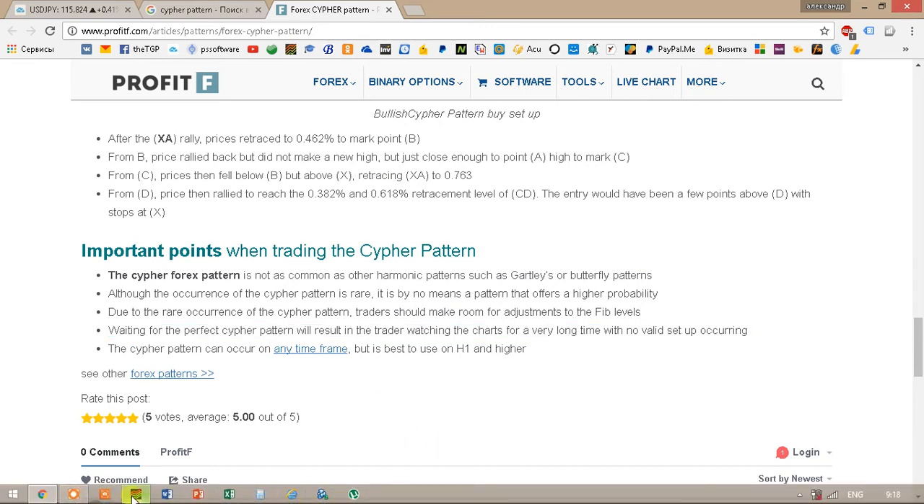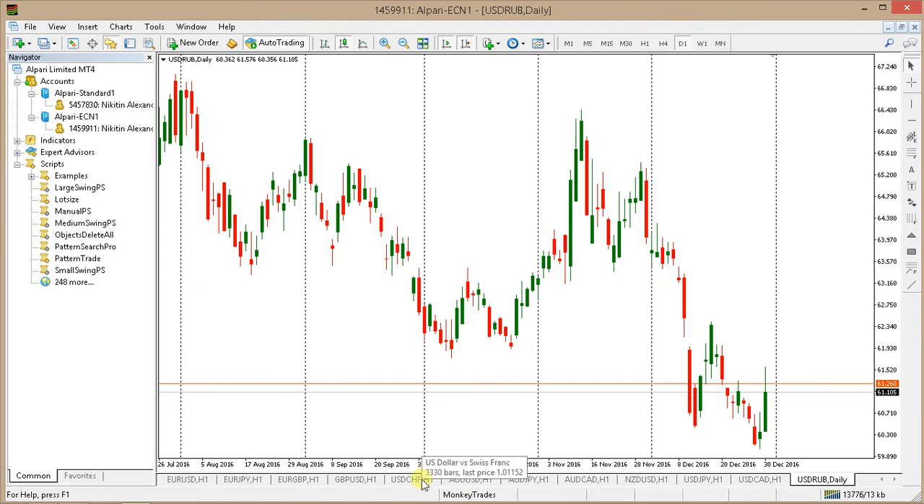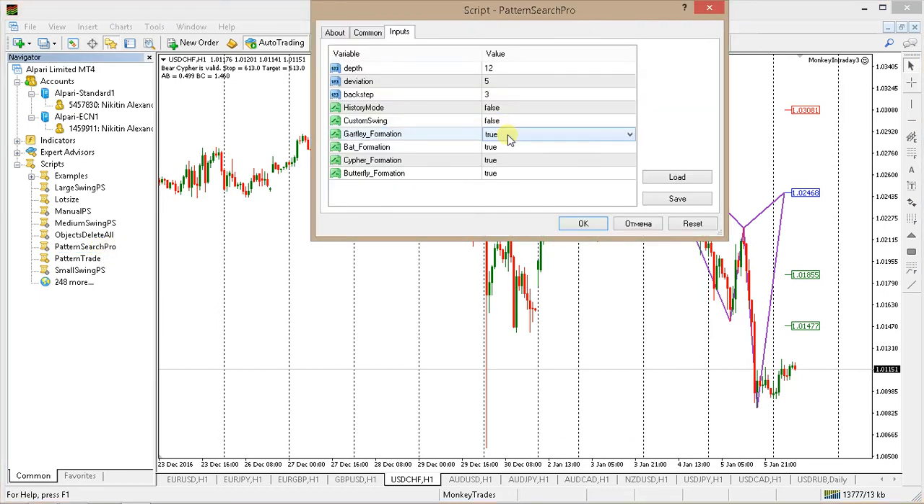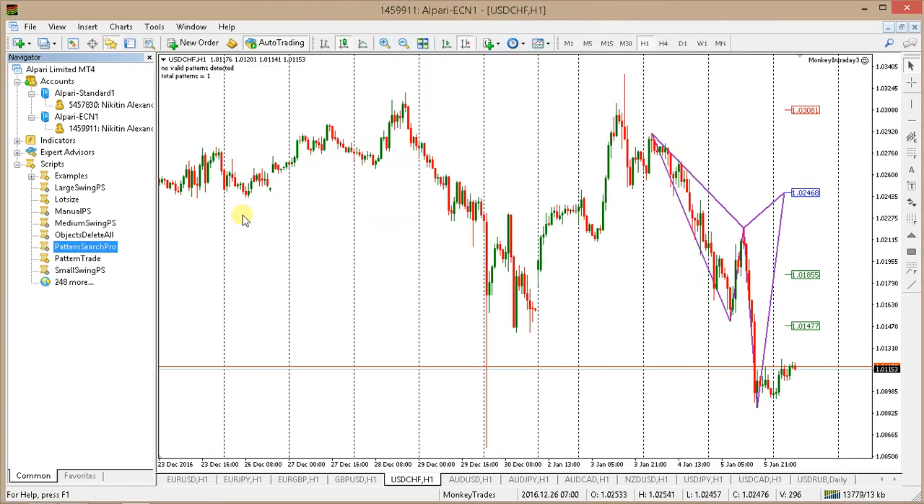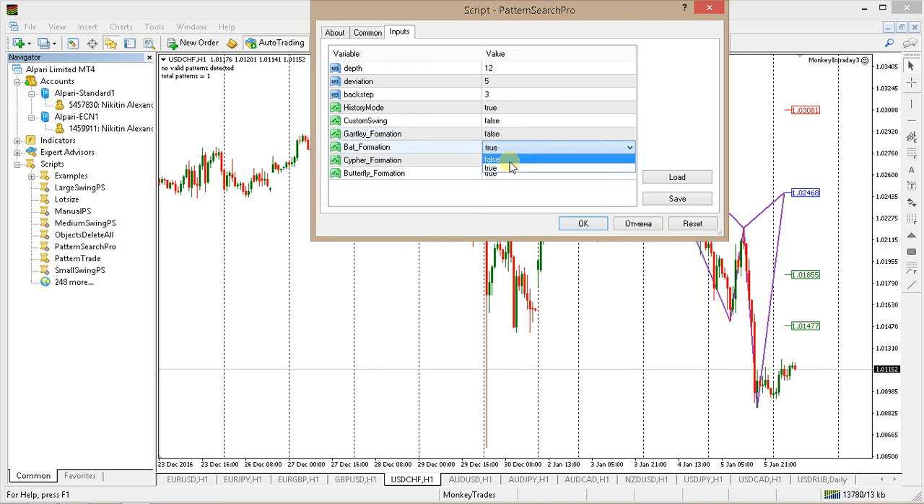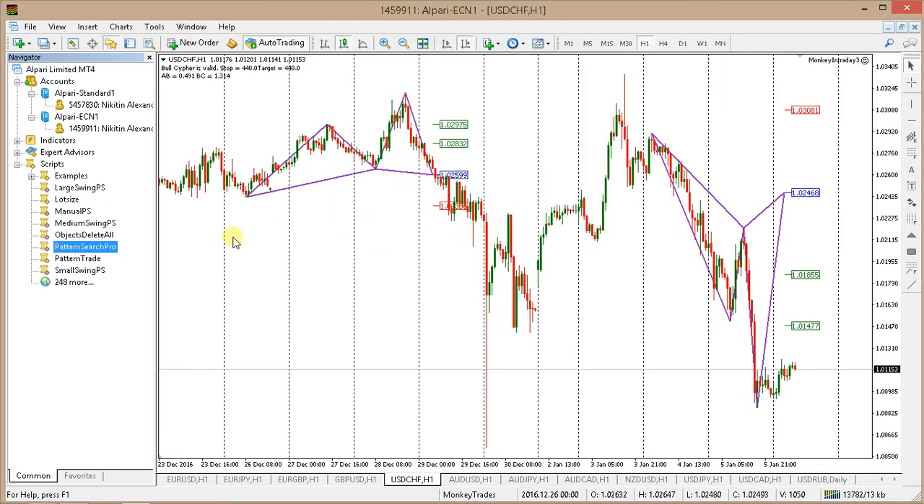Let me go to this one. Let me disable that. I will show you the rare occurrence of the cipher pattern. Let's go here. False, bad formation false, cipher pattern true, false. Large ones true. History mode. Without history, it doesn't matter, it shows only the last one. Okay, the cipher pattern here.